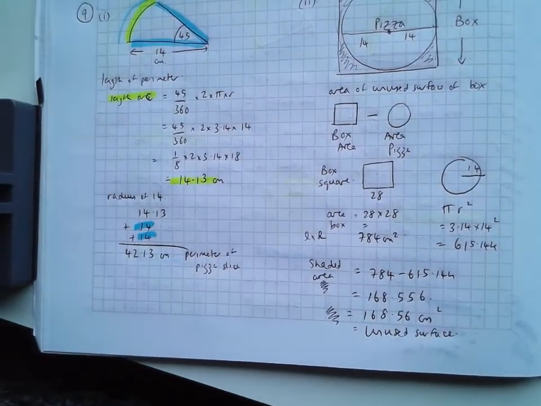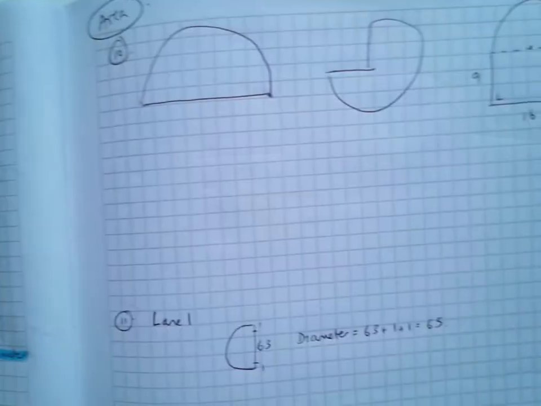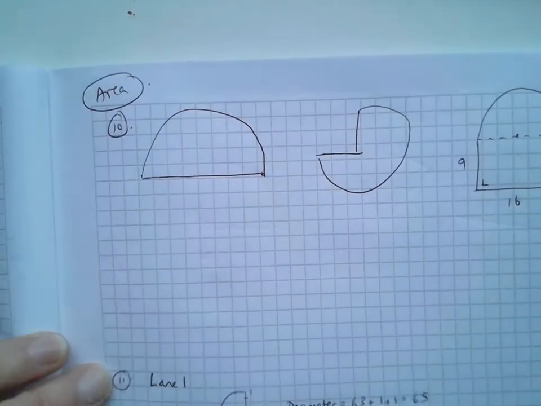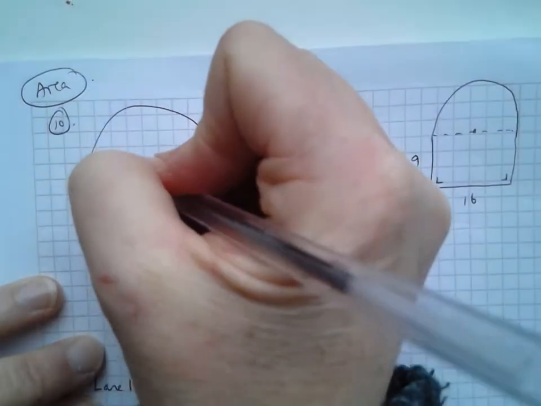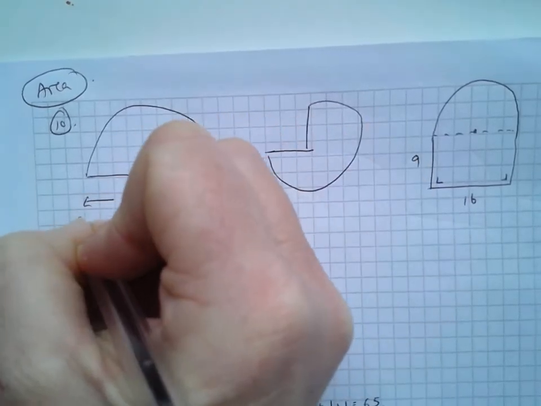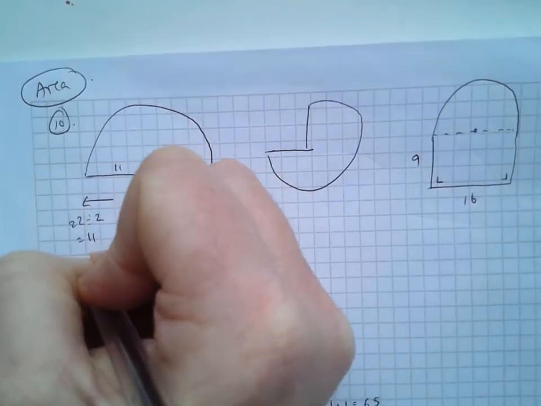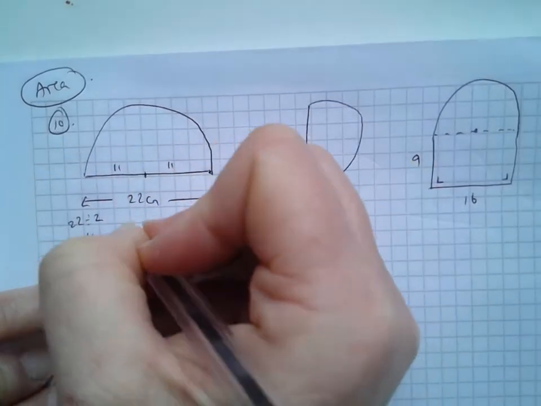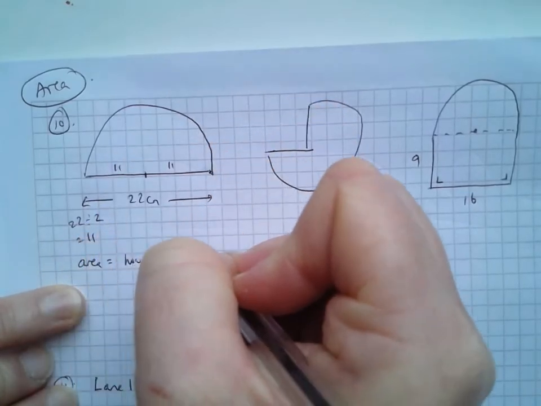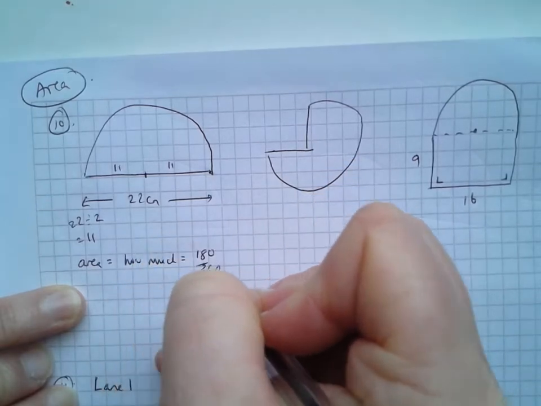Okay, the next question, question 10, speeding up again. So we've got to find the area of these shapes. These are the 3 shapes we're given. We're told that this is 22 centimeters for the diameter, so 22 divided by 2 is 11 centimeters for each of these. So the area is going to be how much of a circle? It's going to be 180 over 360, so it's half of a circle, isn't it? It's a semicircle.